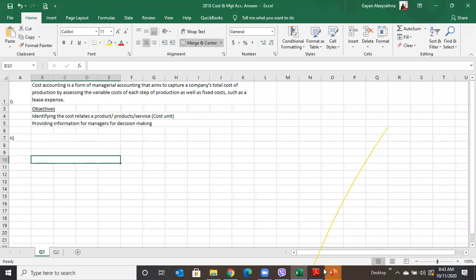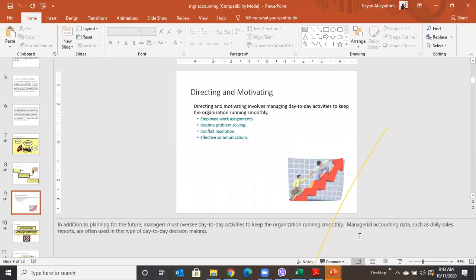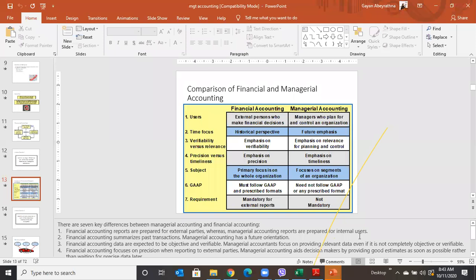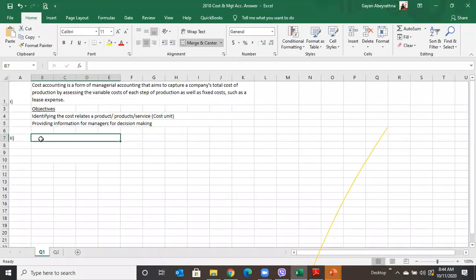What are the ways of classifying cost? So this is one. We can classify the cost as direct cost and indirect cost. What are the others?